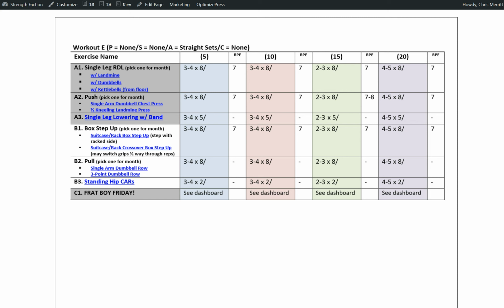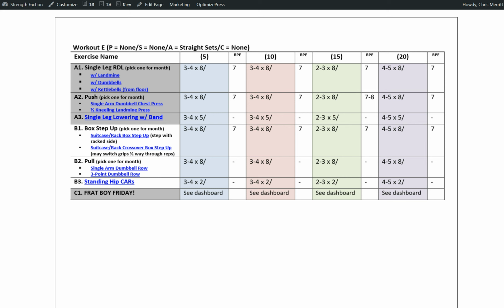Once you get through 3 to 4 rounds of that, you're onto your B circuit, which is box step up. You're going to choose, they're both offset variations, so either suitcase rack box step up or suitcase rack crossover box step up, 8 on each leg at an RPE of 7. That's paired with upper body pull. This time we're going either single arm dumbbell row or 3-point dumbbell row. 3 to 4 rounds of 8 on each side.